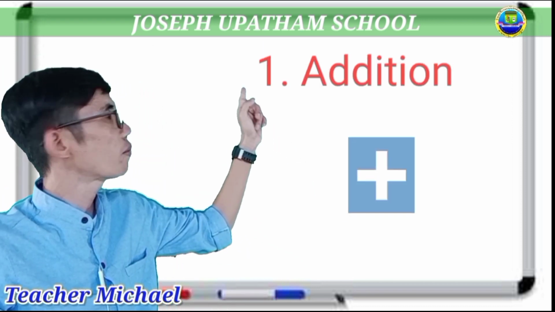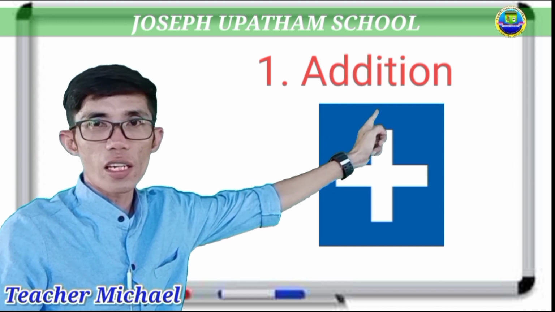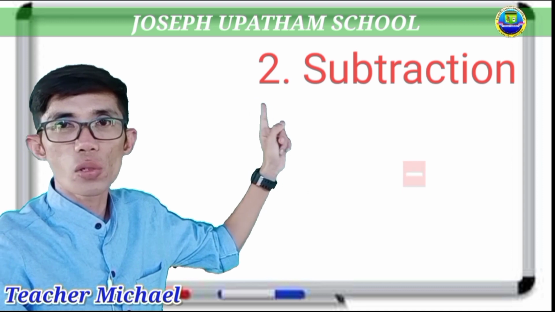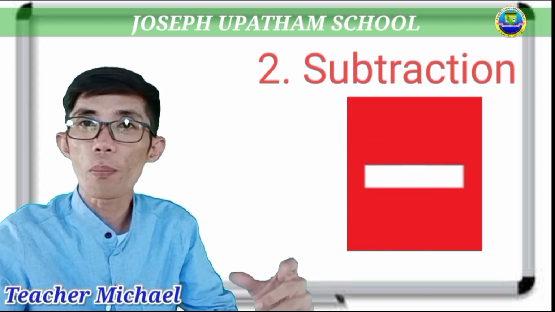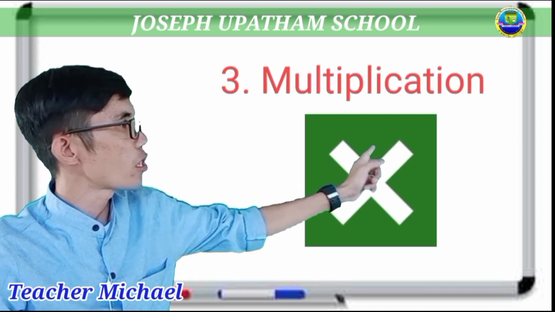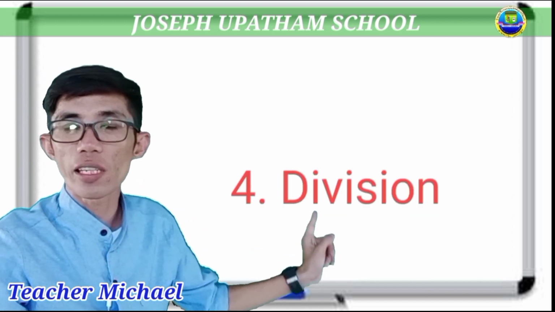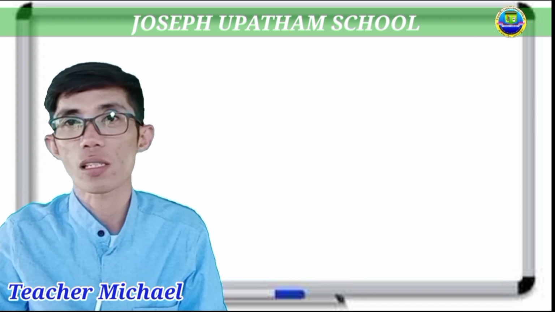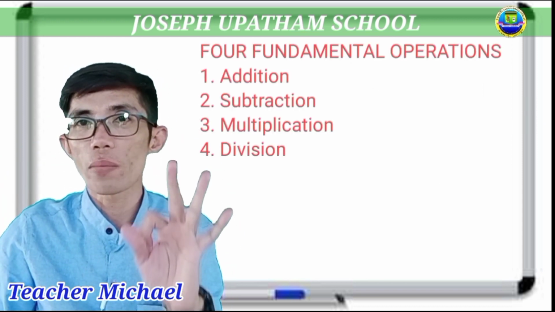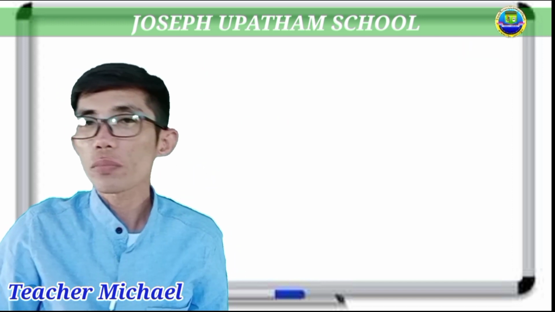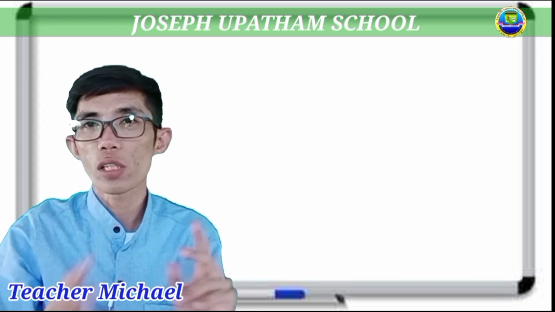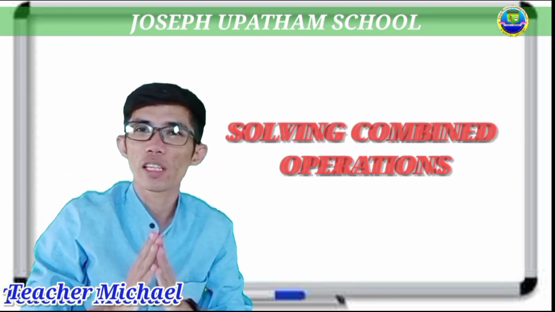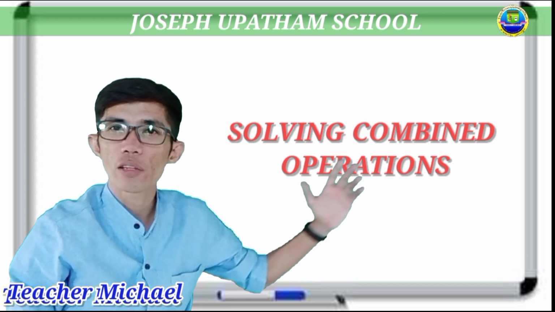Number one, we have addition. Addition in Thai you call this as kanbuang. Then we have number two, subtraction, kanlok. Then multiplication, kankun, and division, kanhan. So these are the four fundamental operations in mathematics: addition, subtraction, multiplication, and division. So in our lesson today, we are going to use two or more operations. Let us now proceed to solving combined operations.